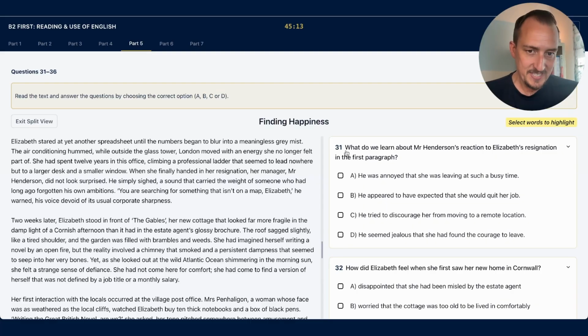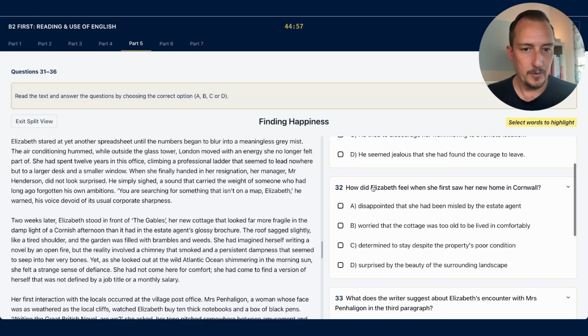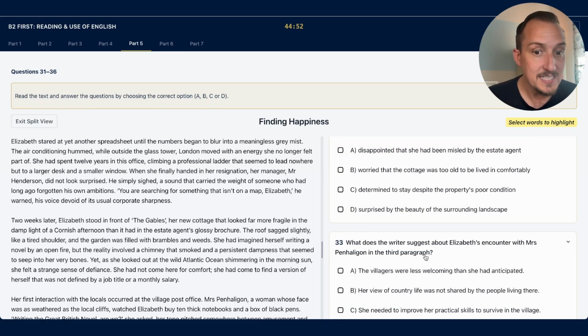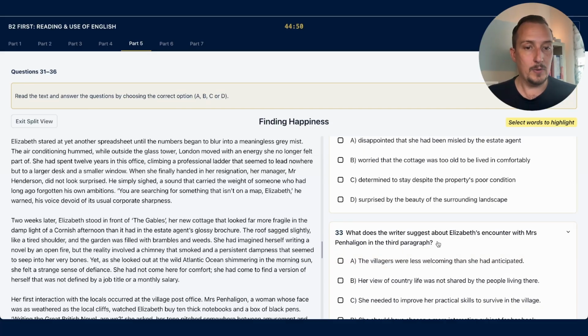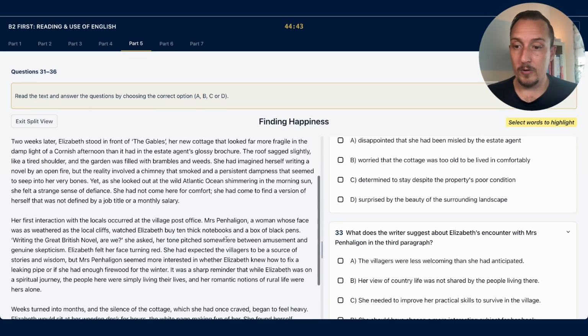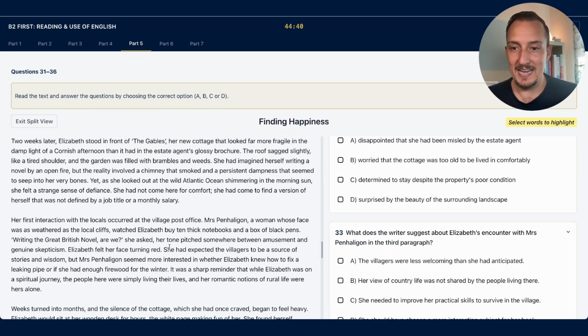Perfect. You can see in question 31, which is the first question in this set, that it actually tells us which paragraph to look in. So we've got here a reaction to Elizabeth's resignation in the first paragraph. So we know 31 is somewhere in this bit here. Now we can go through and just take a look. Number 2, how did Elizabeth feel when she first saw? Okay, it doesn't do that, but it does it here. Question 33, which is the third one in our question set, tells us to look in the third paragraph. So somewhere in here is the answer.